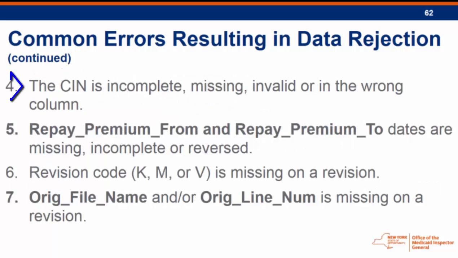If the SIN is incomplete, missing, invalid, or in the wrong column, the form will be rejected. Always double check to ensure the SIN is correct. Repay premium from and repay premium to dates are missing, incomplete, or reversed. If the revision code K, M, or V is missing on a revision, or if the original file name and/or original line number is missing on a revision.